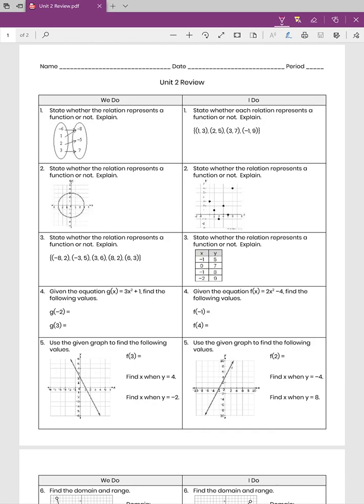Unit 2 review. So today we're going to work on the Unit 2 review. It's a we do, I do review. I'm going to go over and explain how to do the we do side, and then on your own you're going to try to do the I do side. Remember, when you're working on the I do side, if you get stuck, just look at the corresponding we do question on the left. Okay, let's look at number 1.